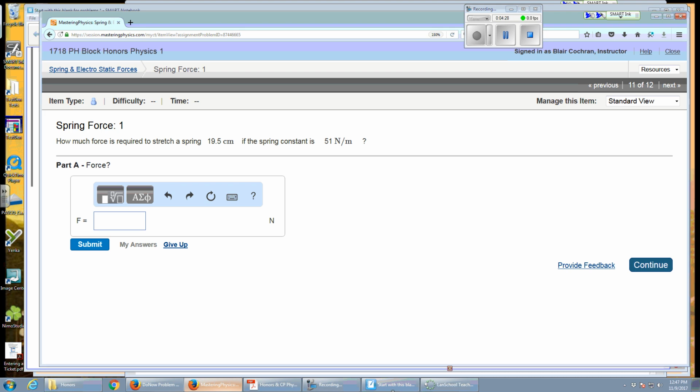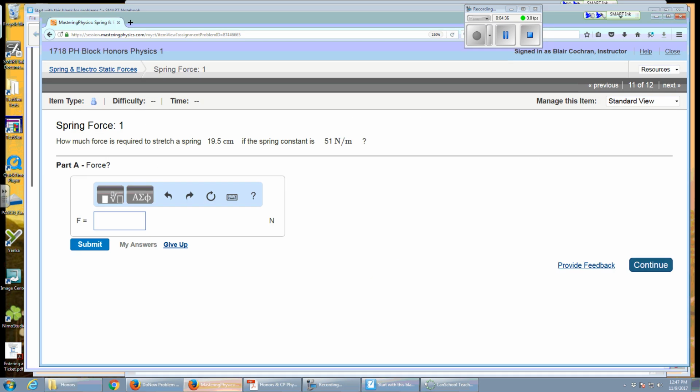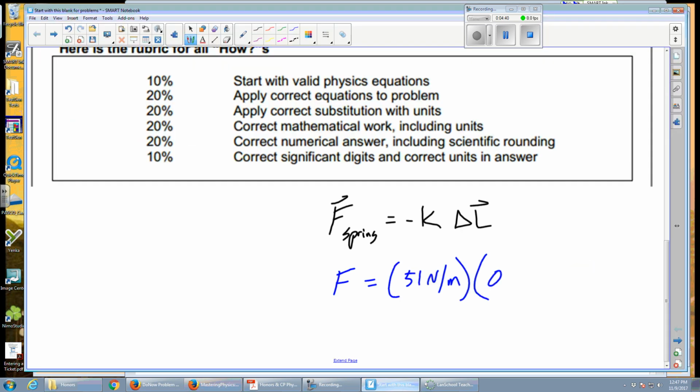My spring constant is 51 newtons per meter. So 51 newtons per meter. I stretch it a distance of 19.5 centimeters, so 0.195 meters. And I'm done. Yay.